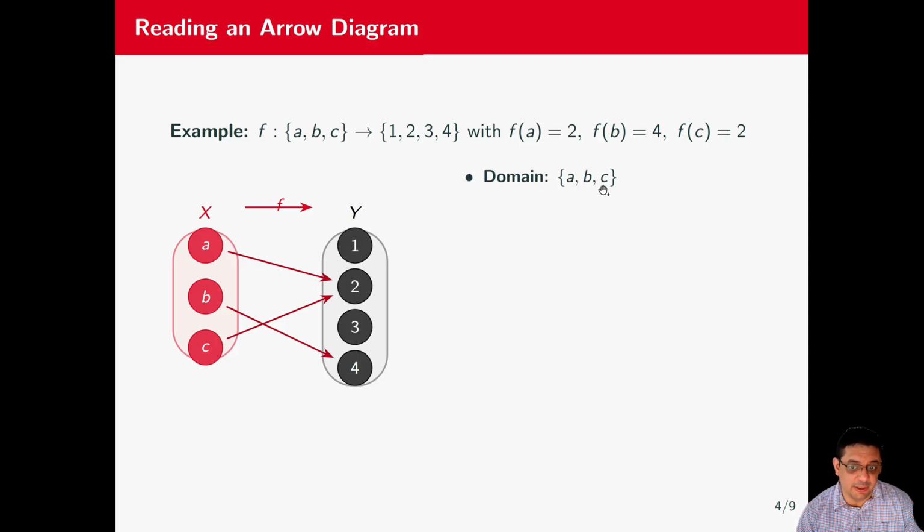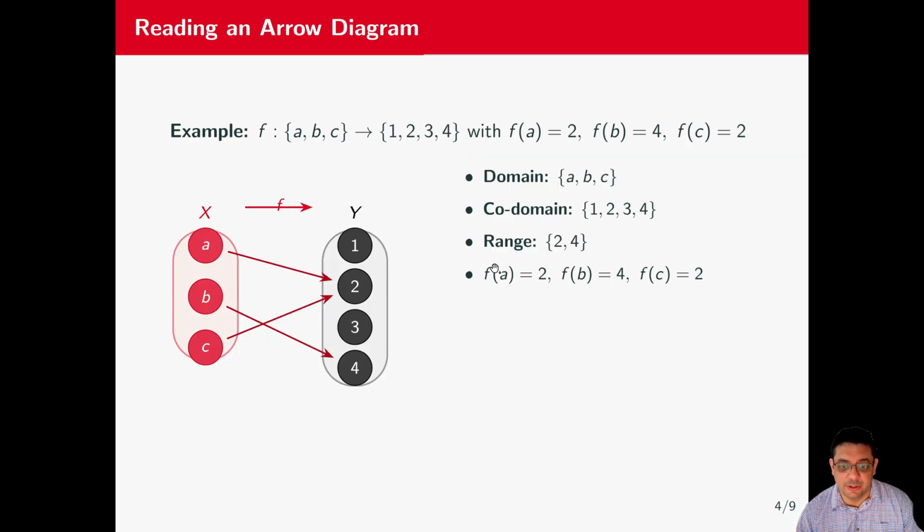The domain here is going to be A, B, C. The codomain is going to be 1, 2, 3, 4. The range, though, is only going to be 2 and 4, since those are the images that we actually get from our function, when we're doing f of a equals 2, f of b equals 4, and f of c equals 2. The inverse image of 2 is going to be a and c, because those are the elements in x that map to 2. It gives me a and c.